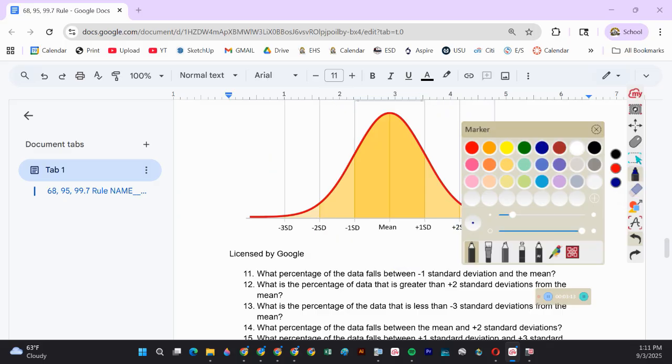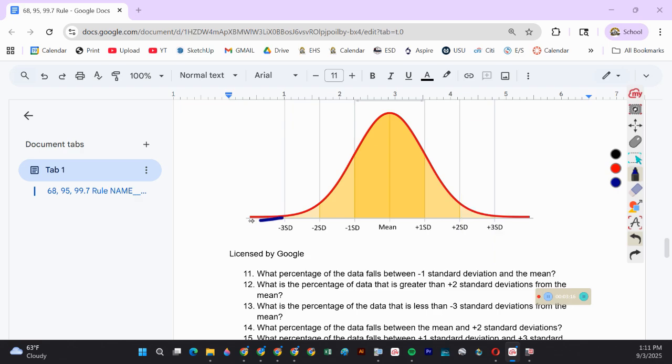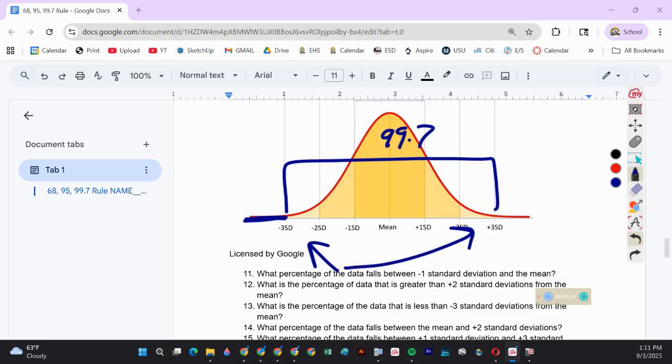What is the percentage of the data that is less than 3 standard deviations from the mean? So that would be this chunk. So that is 99.7. So the two tails in total must be 0.3. So the left tail is going to be 0.15%. Now that is not 15%. That is 15/100ths of 1%, which is almost nobody. Right? So if you are 3 standard deviations or more from the mean, you are extremely rare. Those people just don't happen very often.